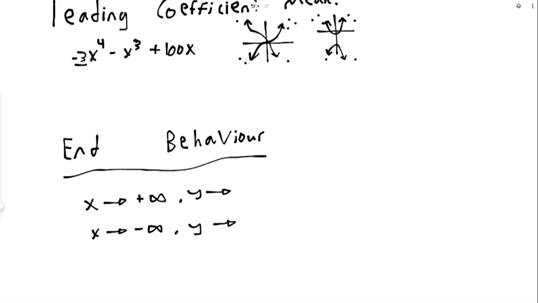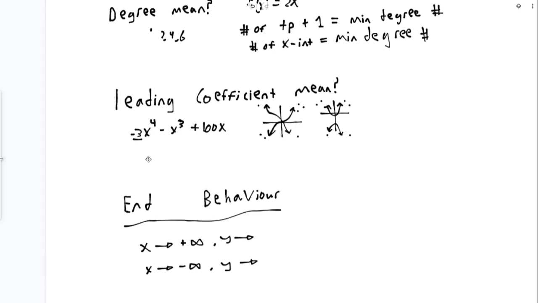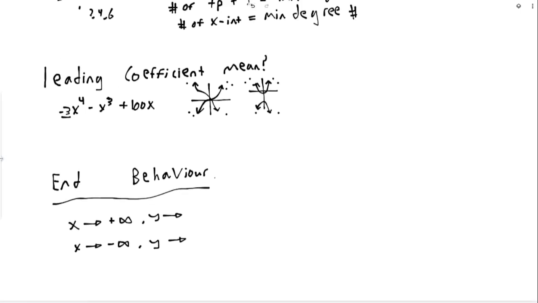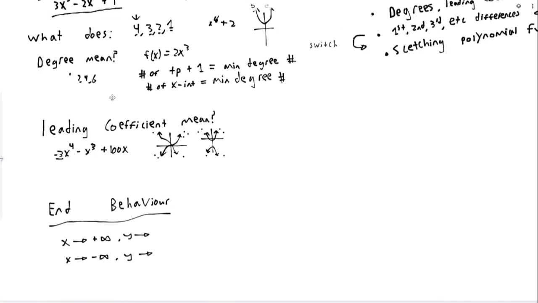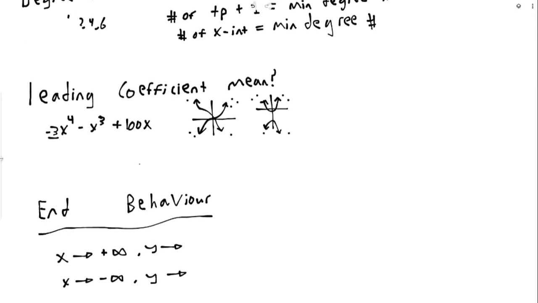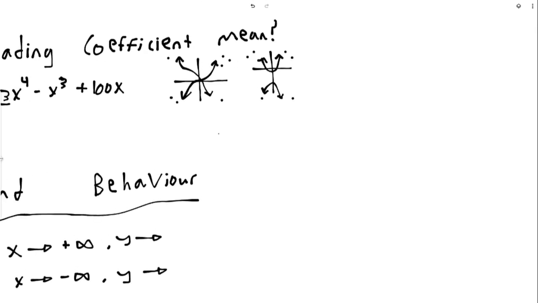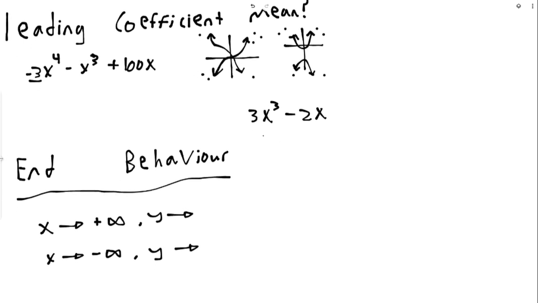This is going to depend on whether the function is even or odd, as in if the degree is even or odd, and what the leading coefficient is. We've already talked about this, but we'll do some examples. Let's say 3x cubed minus 2x. What would be the end behavior of this one?